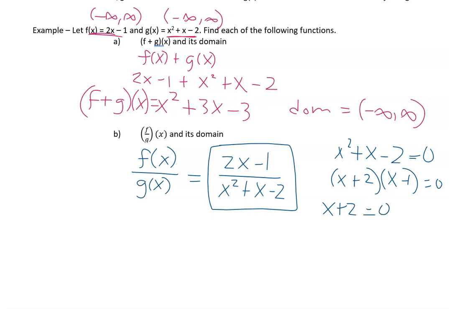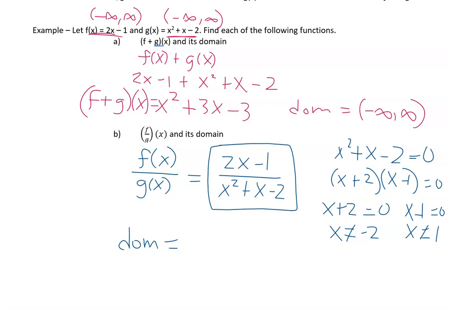And we get that x cannot be -2 and x cannot be 1 because both of those values would have us dividing by 0, which we know we can't do. So we have to eliminate or exclude those values from our domain.